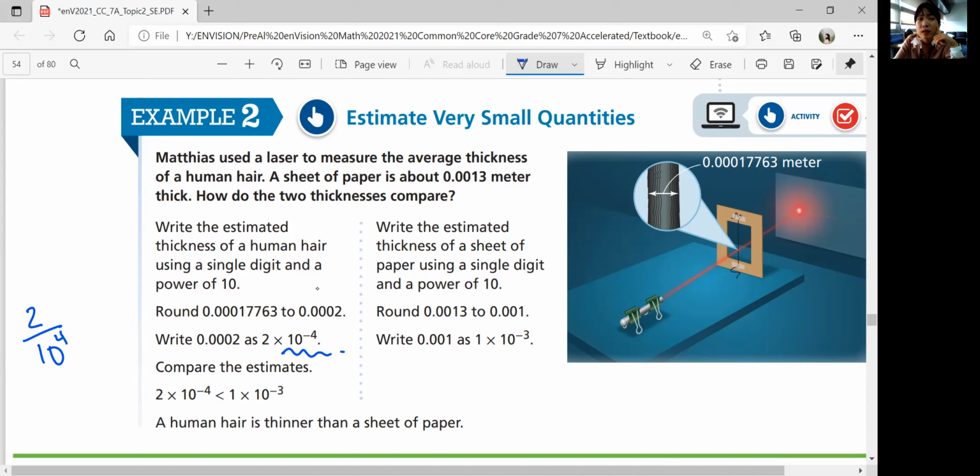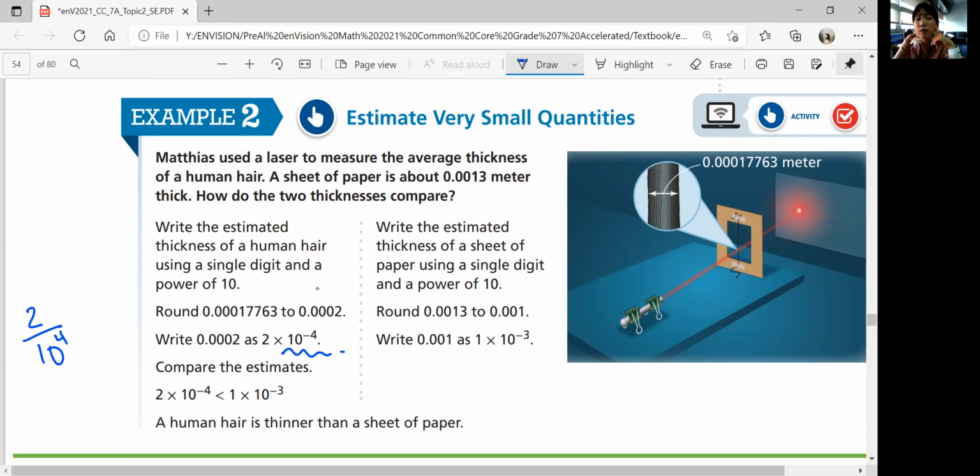2 times 10 to the negative 4th, 1 times 10 to the negative 3. First, you're going to look at the power. If the powers are different, then you can compare the powers. The digits don't matter. Only when the powers are the same, you're going to compare the first digits. Okay. So negative 4 is a smaller number than negative 3 on a number line, right?